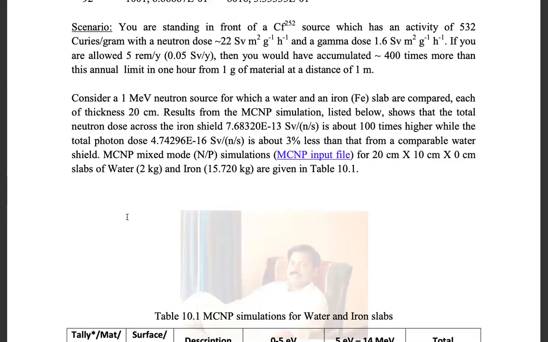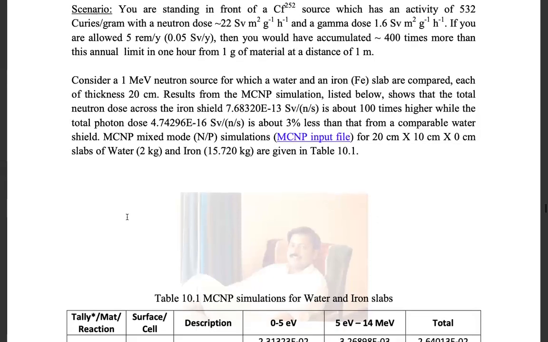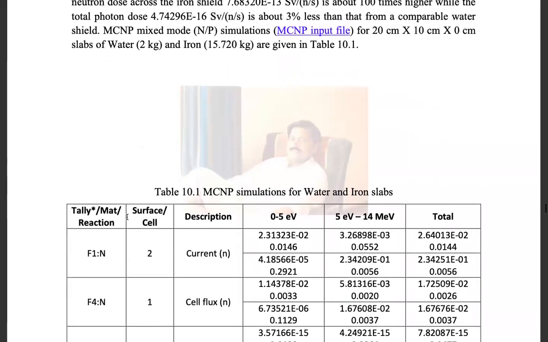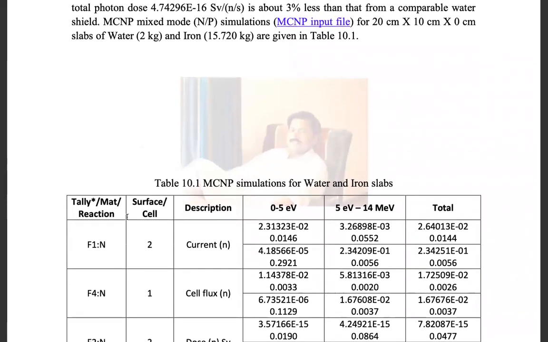So again, let's look at a 20 centimeter thick times 10 by 10. So that's 2000 cubic centimeter, which is about 2 kilograms of water. And the same volume of iron would be about 8 times more, because the density of iron is about 7.87 times more.